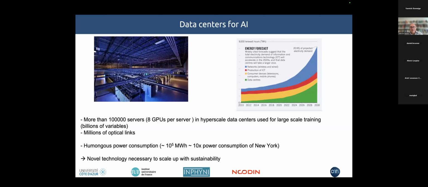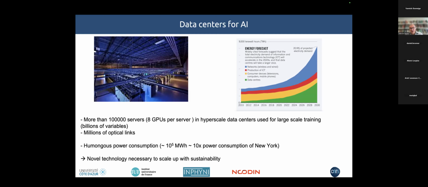If you look at a data center dedicated for AI, especially for the very large training systems for ChatGPT, for example, these data centers are huge, complex, containing more than 100,000 servers, which contain themselves 8 GPUs made by NVIDIA most of the time. They are used for these large training models where they train billions of variables. And if you look at the interconnections operating in these data centers, there are millions of links interconnecting all of these servers together in order to provide the sufficient power to address this training of billions of variables.